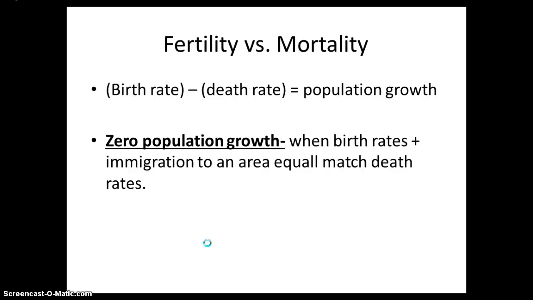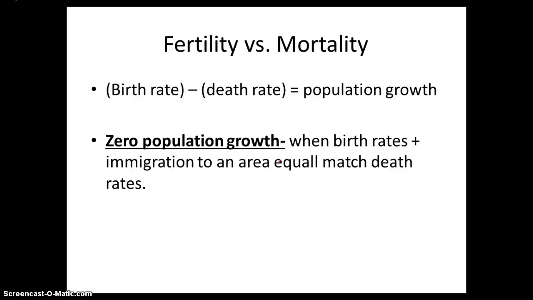Overall, we consider both fertility and mortality together, and so the total population growth of an area is equal to the birth rate minus the death rate. You can think of it as people coming into this world and people leaving this world is ultimately going to be the rate of growth of our population.